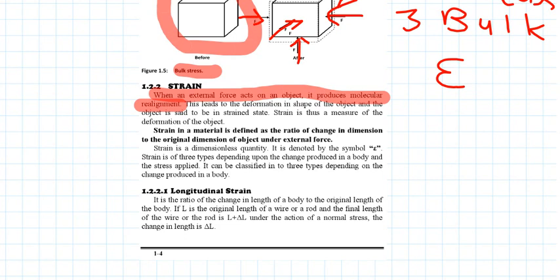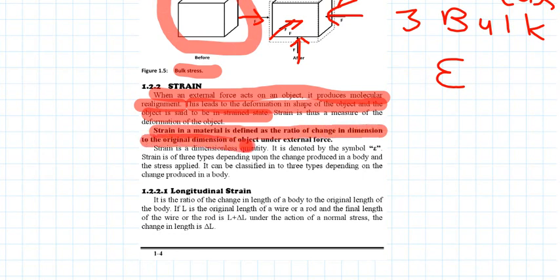Okay, so we can define strain as the change in the dimension of a material relative to the original dimension of the object under external force. Whenever we apply the external force, the dimension of the material will change because it gets deformed. So the ratio of the change in the dimension to the original dimension is called strain, and its symbol is epsilon.